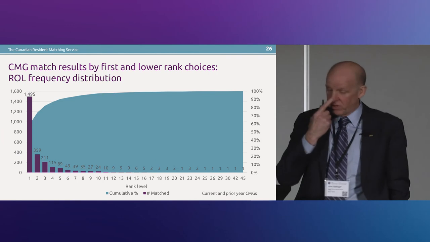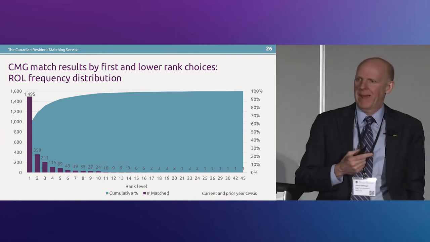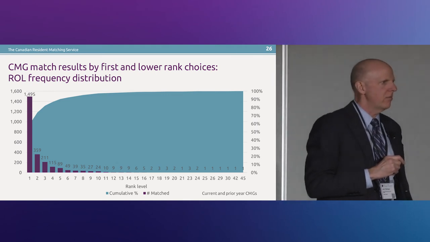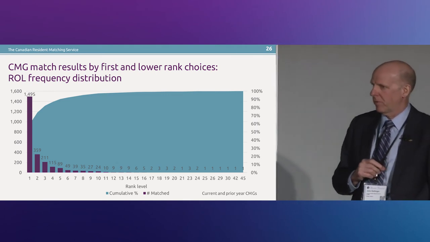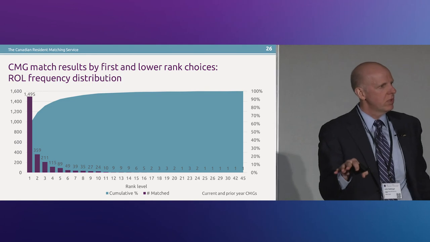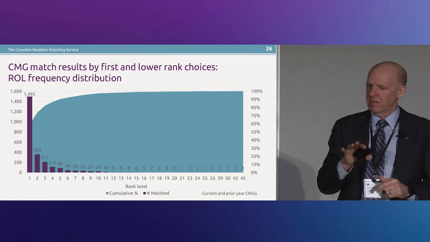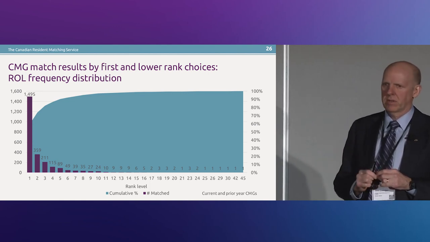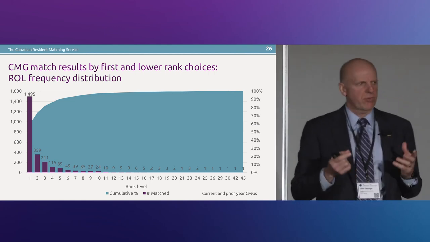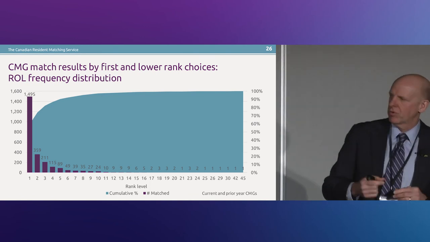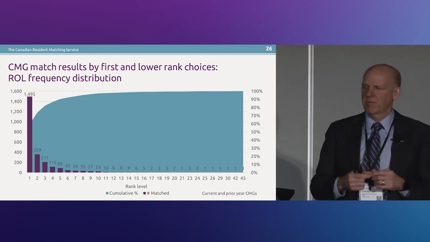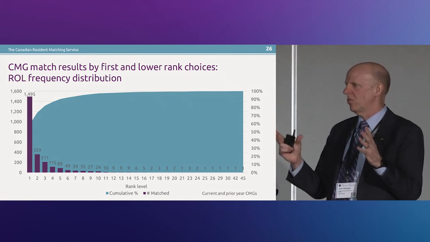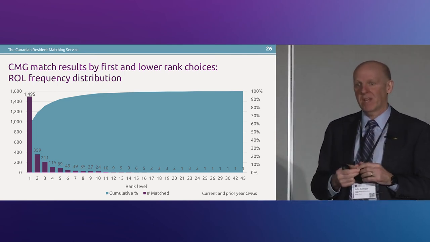This is a frequency distribution of where people match on their rank order list. So 1,495 people this year, CMG applicants. This is individuals, does not include couples. So individuals, 1,495 matched to their first choice. Another 359 to their second, 211 to their third, 115 to their fourth, and 89 to their fifth. The grand total of the people who match in their top five is 90%.